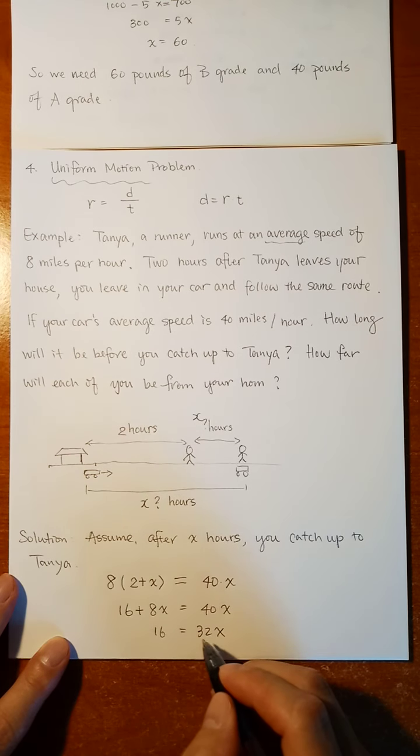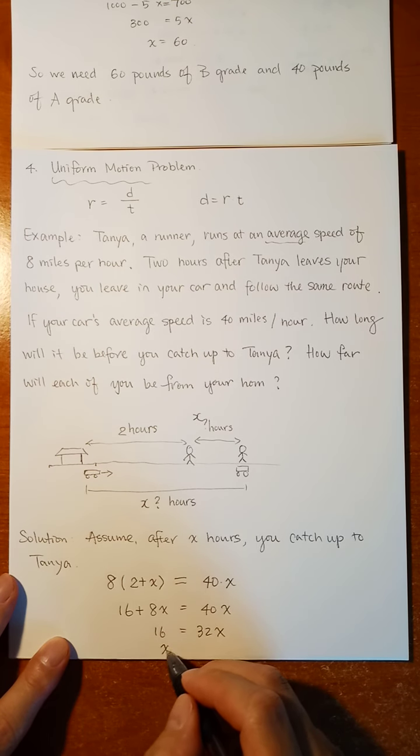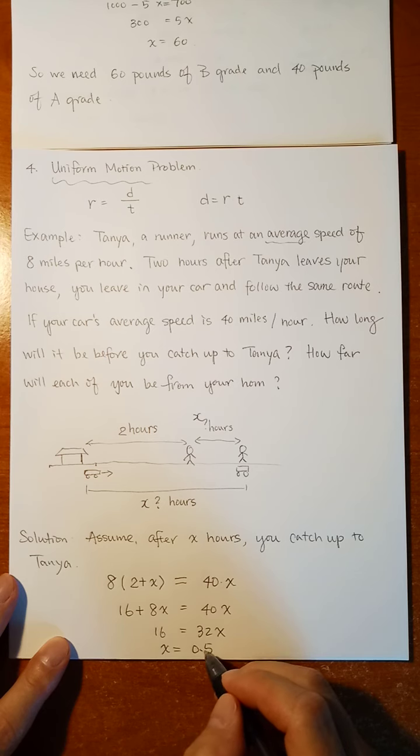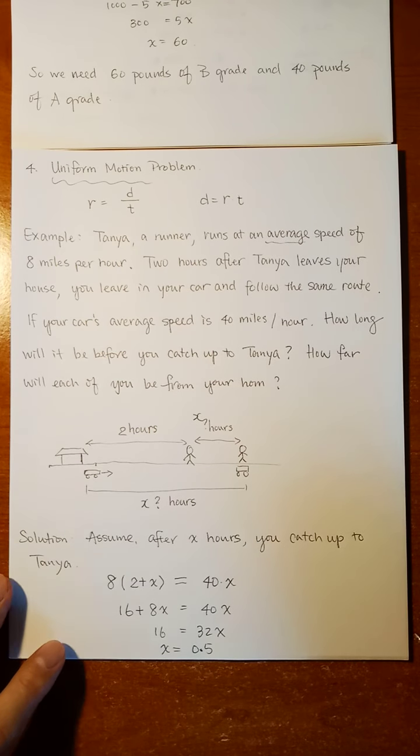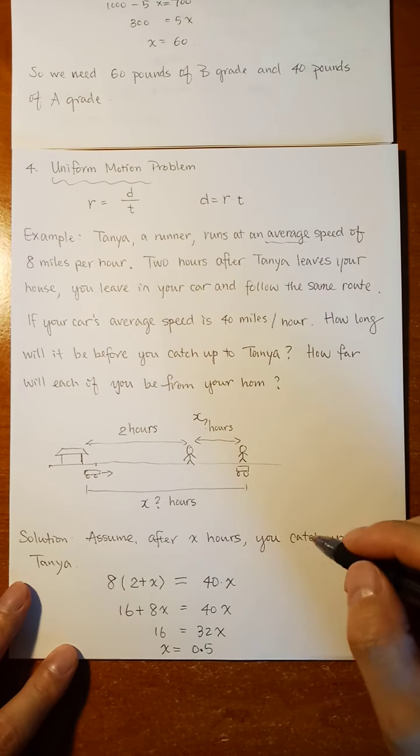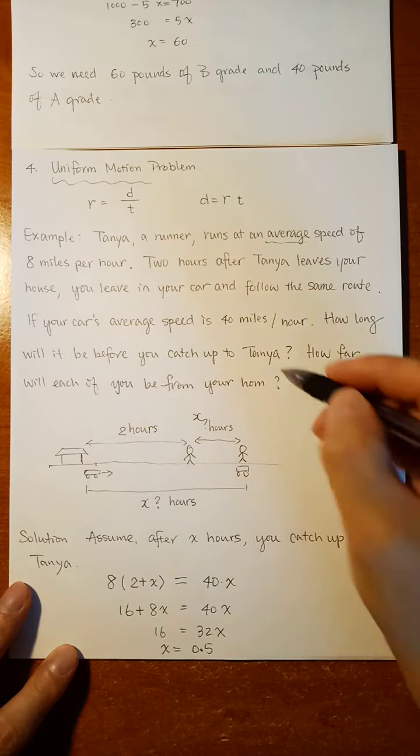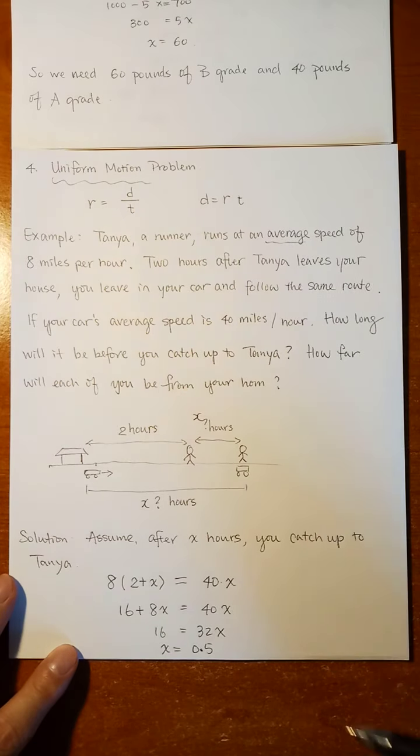32x is equal to 16, so x is 0.5, 1/2. Half hour. You drive half hour, 30 minutes, and you can catch up to Tanya. Okay, so this is the time. This answers the first question.